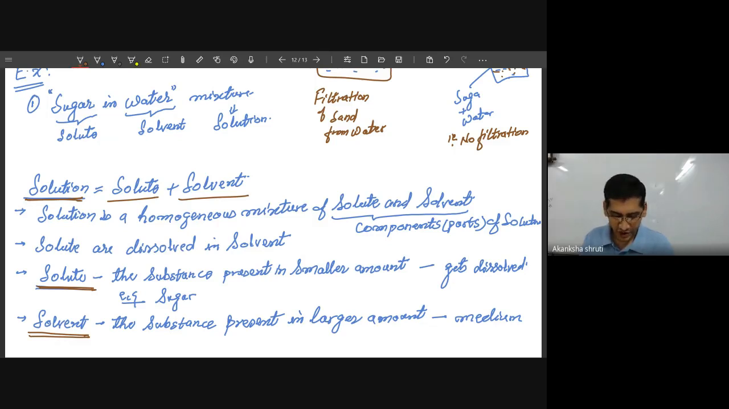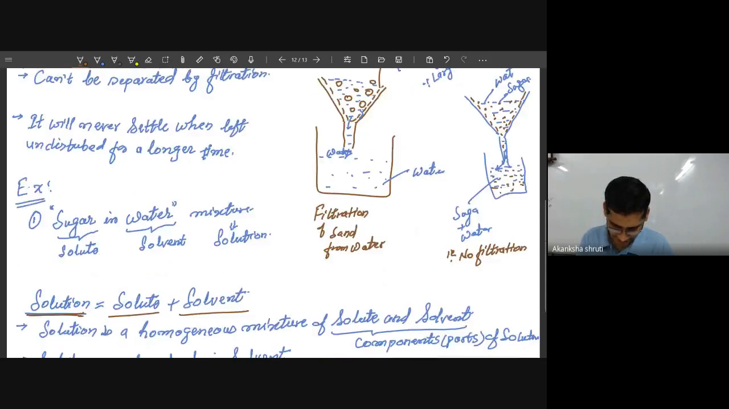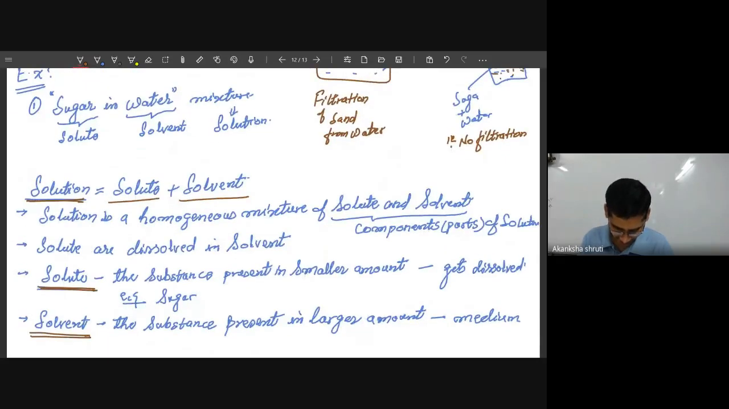So solution simply means solute and solvent, but the solute size is less than or equal to 1 nanometer. That's why the particles are able to float or get trapped between the interspacing of the solvent particles. So this is what we have to keep in mind regarding solutions.